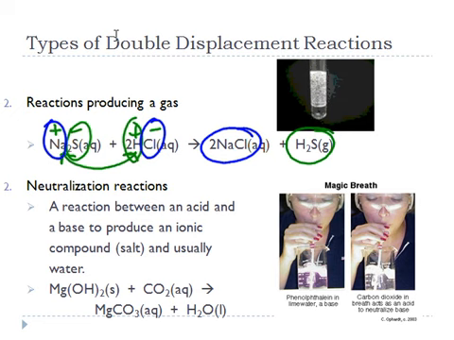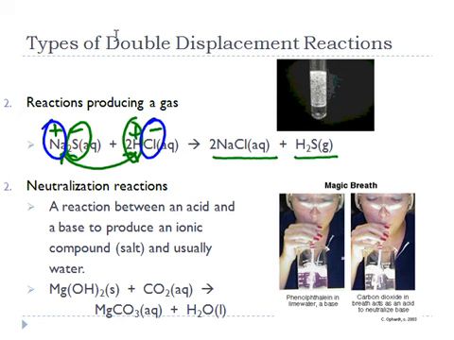Now this isn't a double displacement reaction that makes a precipitate, because if you look at the products that I've written here, none of these are solid. So sodium chloride is still dissolved in water, it's aqueous, and I've made hydrogen sulfide gas. So I'm not actually going to make a precipitate in this reaction, but it still is a double displacement reaction, so it's still classified under this.